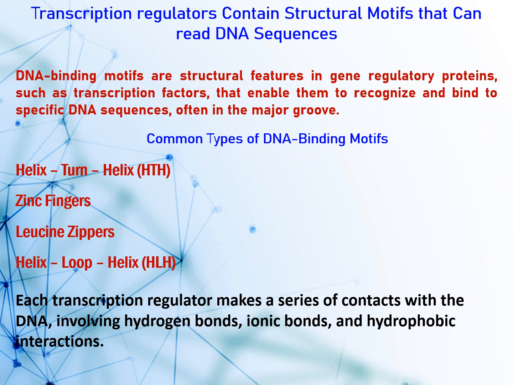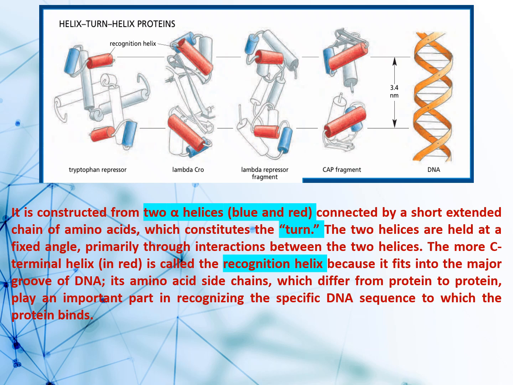So transcription regulators contain structural motifs or domains that can read the DNA sequences. These are the four common types of DNA binding motifs: helix turn helix, zinc fingers, leucine zippers, and helix loop helix. Helix turn helix was originally identified in bacterial transcription regulators, and this motif has since been found in many hundreds of DNA binding proteins from both eukaryotes and prokaryotes.